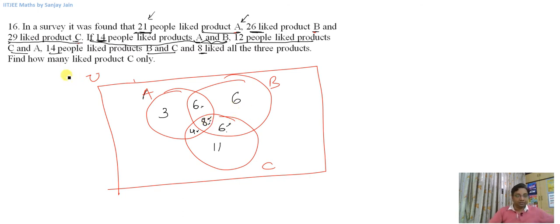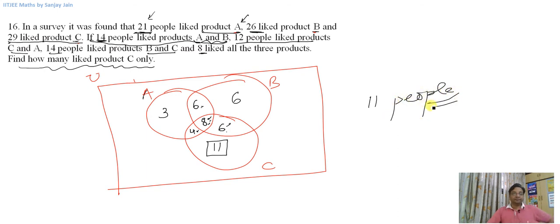Now let us find how many liked product C only. The answer is pretty simple: 11 people like C only. There can be some other questions based on this problem also, but the question was pretty simple. How many like product C only? So there are 11 such people.